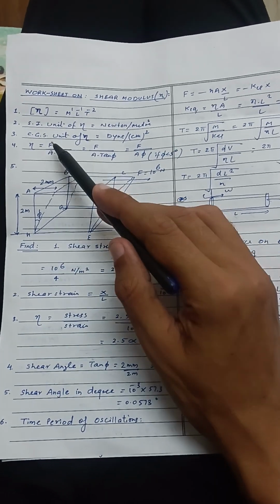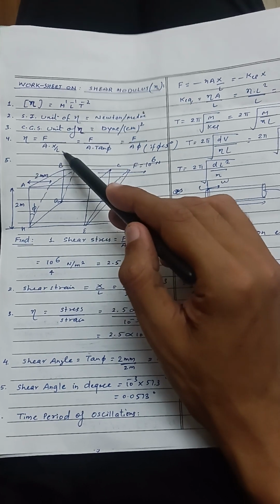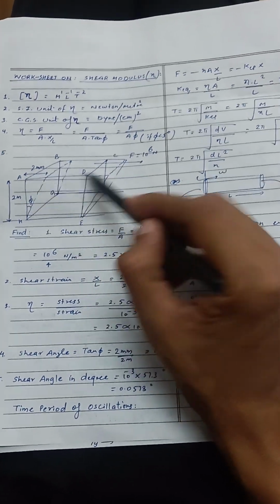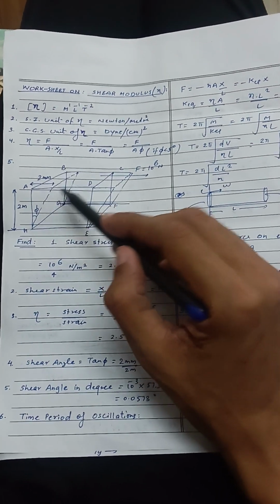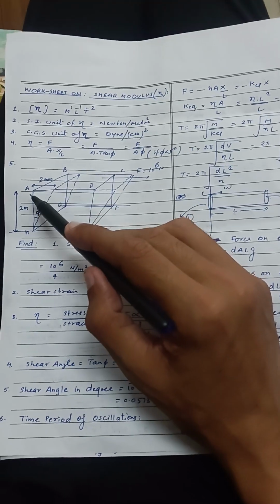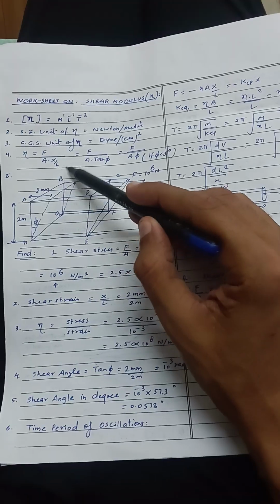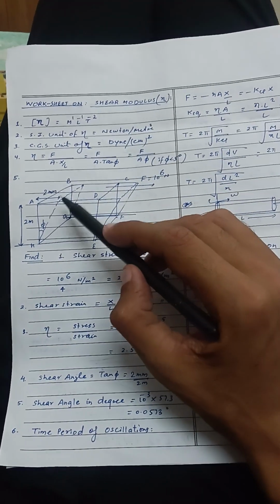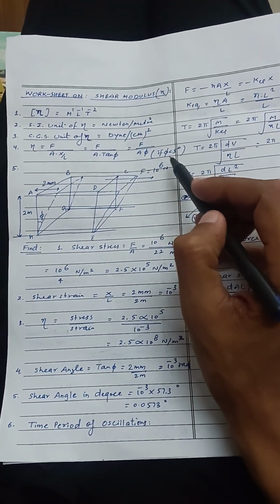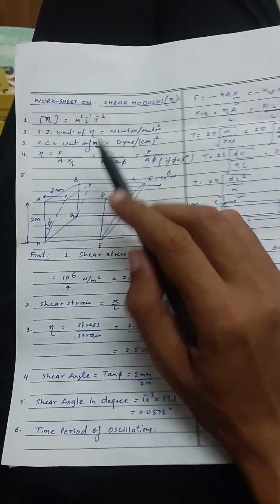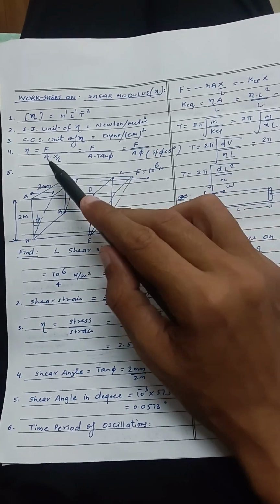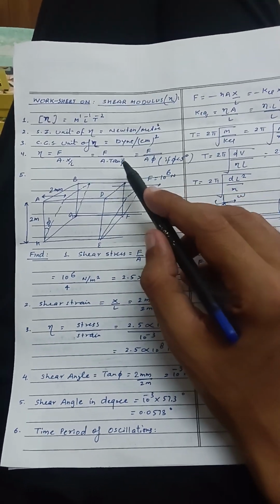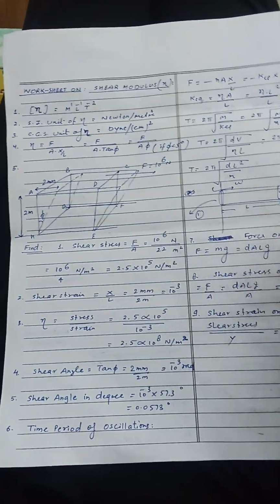Next, eta is equal to shear stress by shear strain. If we take the example of a cube of side L, and on applying a shear force on the cube, its top face gets shifted by a distance x. So the shear strain is x by L, and x by L is tan phi, and if phi is very small, tan phi is equal to phi. So we have three expressions for eta. One is F by A, x by L. Another is if we replace x by L by tan phi, and the last one is replace tan phi by phi. So these are the possible expressions.